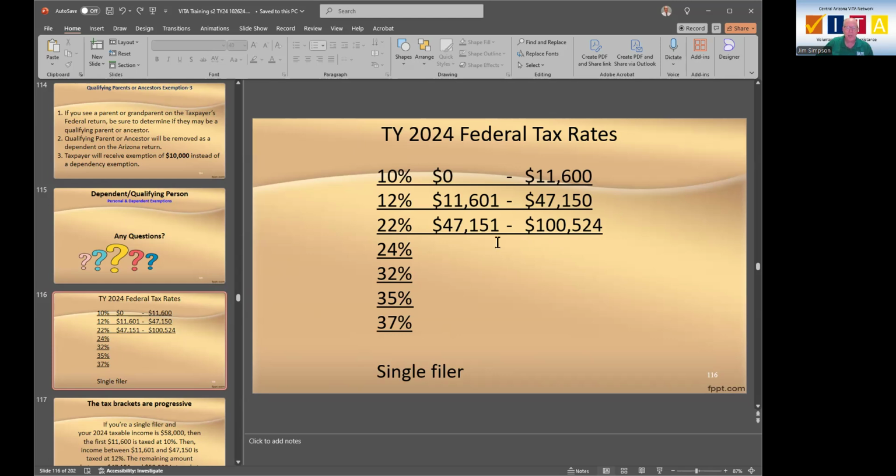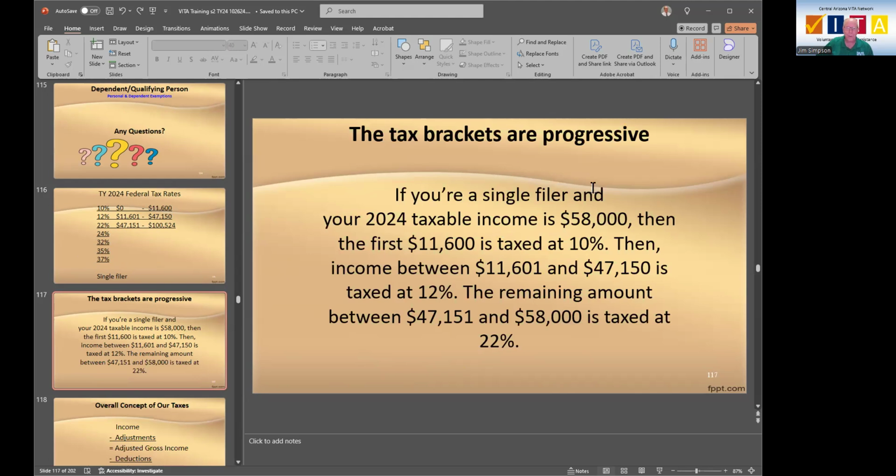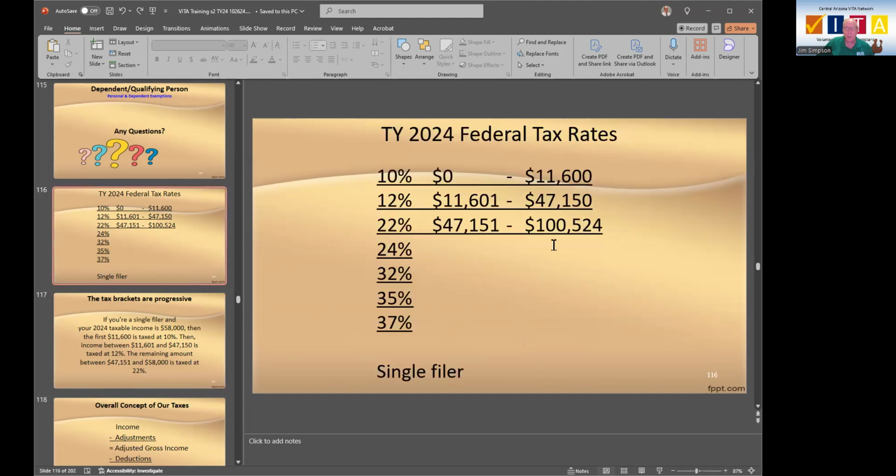But if somebody's got taxable income of over 47,000, they're going to take on a second job, right? They might have a pretty good tax liability. And let me explain why, okay? If you're a single filer, your taxable income is 58,000, then the first 11,600 is taxed at 10%. Then the income between 11,600 and 47 is taxed at 12%. The remaining amount between 57 and 151 is taxed at 22%. I'll go back up to that screen. Those are those brackets we call.